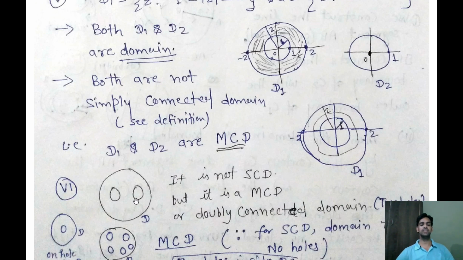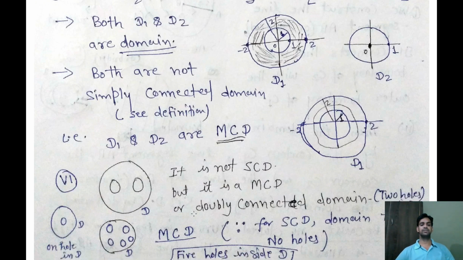If a domain contains two holes, then we will say this is a doubly connected domain. If a domain contains more than 2 holes, 3, 4, 5, as this domain contains 5 holes, this is a multiply connected domain. It is not a simply connected domain because this contains holes.